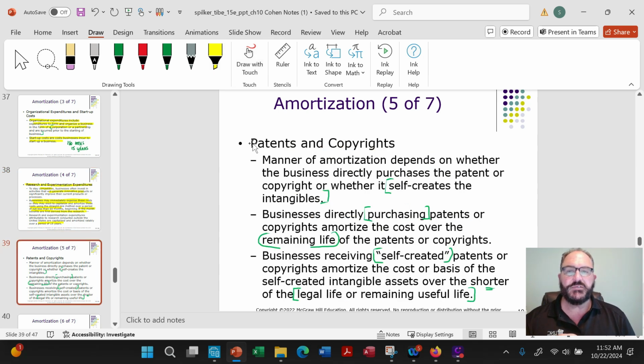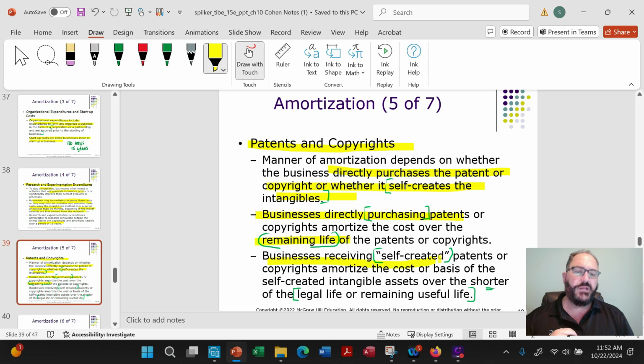Patents or copyrights. Here's another one. It depends on whether you purchase the patent or whether you self-create. When you purchase the patent, it's the remaining life. Whatever life for the patent is, whatever that remaining life is, that's what you have. Self-created patents or copyrights, the costs are amortized over the legal life or the remaining useful life. So again, depending upon which one it is.